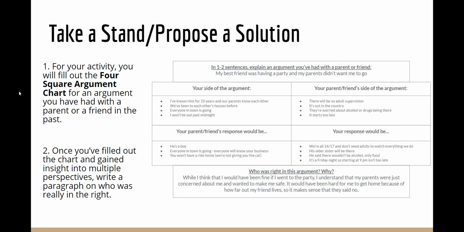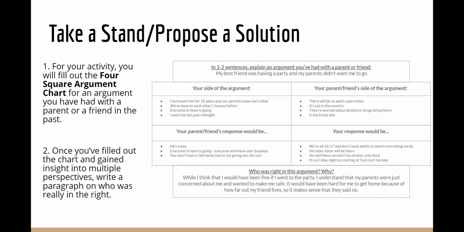So the activity that you're going to do for this one is mostly taking a stand here. You're going to fill out a four-square argument chart for an argument you've had with a parent or a friend in the past. And then once you've filled out that chart and you've gained some insight into multiple perspectives, you're going to write a paragraph on who was really in the right.